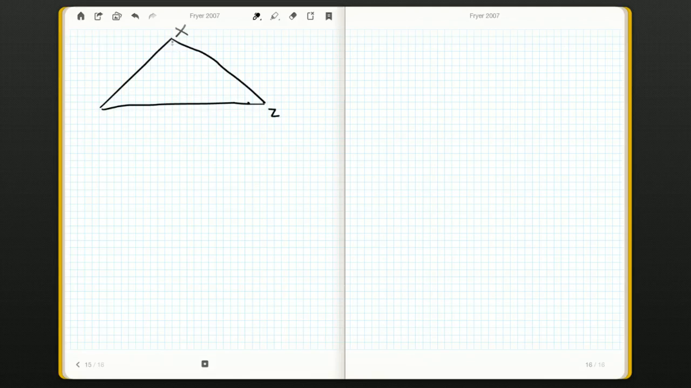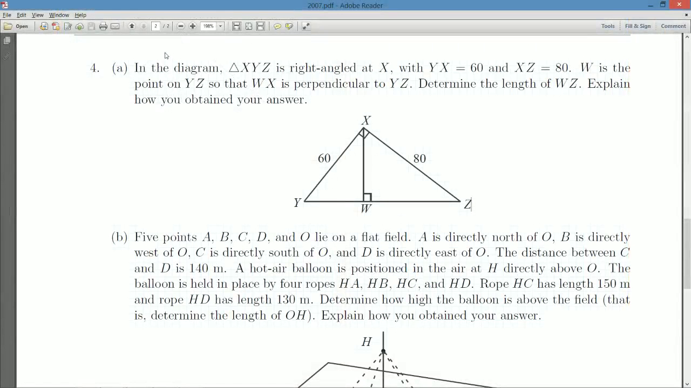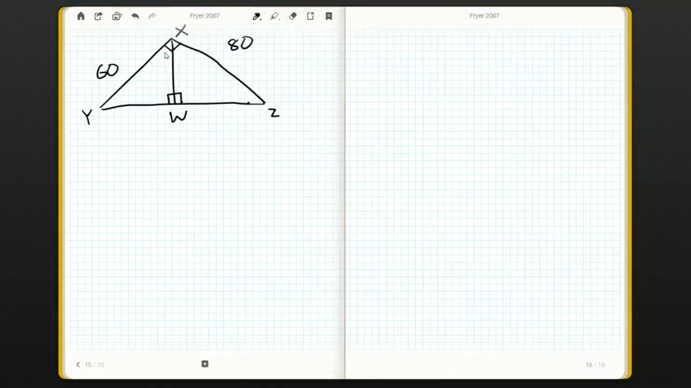So we have Z, we have W, we have Y, and I believe this was 60 and this was 80. Right angles here and a right angle here. Okay. So let's just double check that I got the values right. 60 goes with YX and 80 goes with XZ. Okay. So let's let WZ equal V. I don't know why I keep saying Y instead of W. We'll let that be V.